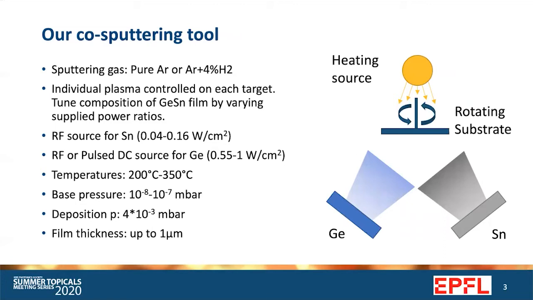We decided to use co-sputtering to deposit germanium tin because it's a cheap technique for industrial applications. We can individually control two plasmas, from pure germanium and tin targets, and by varying the ratio of the powers, we can tailor the composition of the deposited germanium tin film. We used pure argon or argon plus hydrogen as sputtering gases, and we started from a base pressure in the high 10 to the minus 8 or low 10 to the minus 7 millibars.